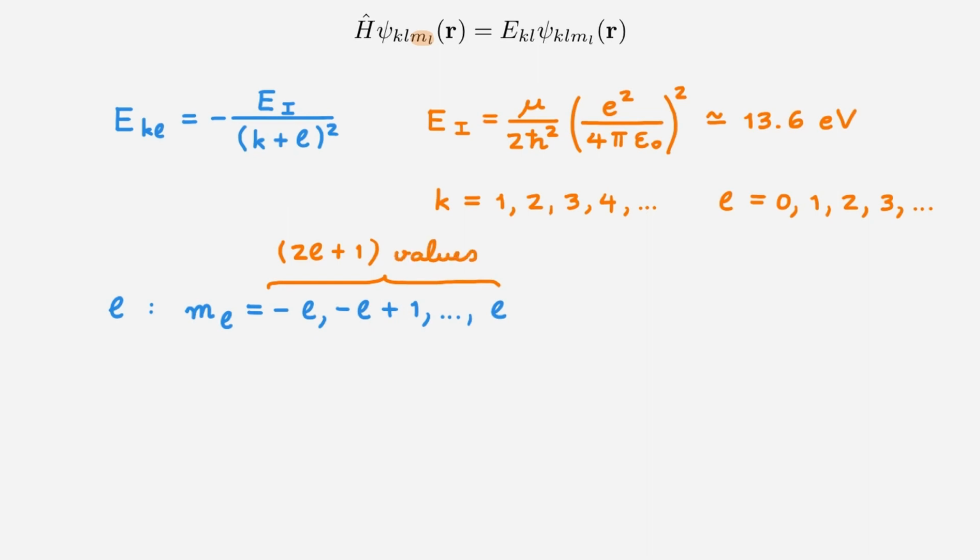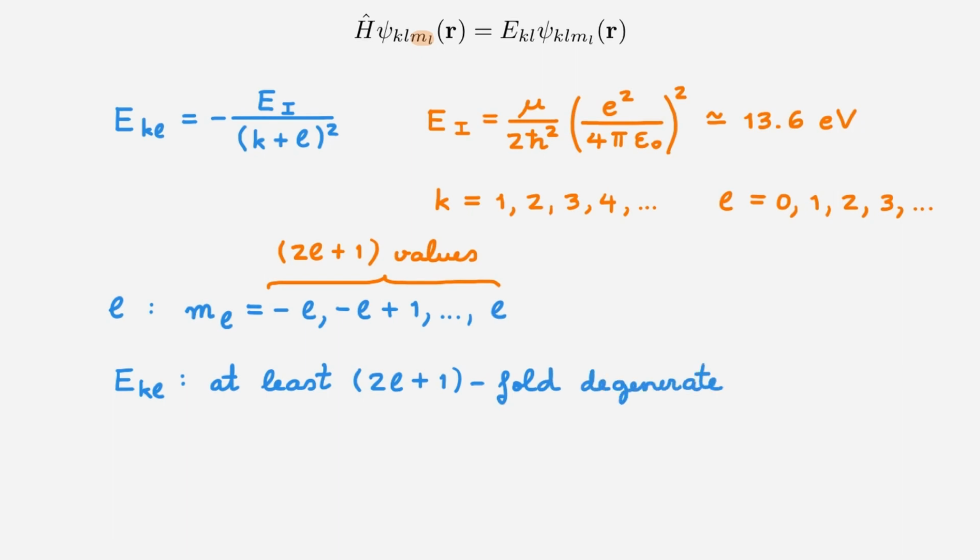In turn, this means that the energy eigenvalue E_KL is at least 2L plus 1-fold degenerate. To put it another way, the eigenvalue E_KL has at least a degree of degeneracy, which we will call g_L, and which is equal to 2L plus 1. This degeneracy is a direct consequence of rotational invariance. The orbital angular momentum operators commute with the Hamiltonian, and therefore angular momentum is a conserved quantity in the hydrogen atom.